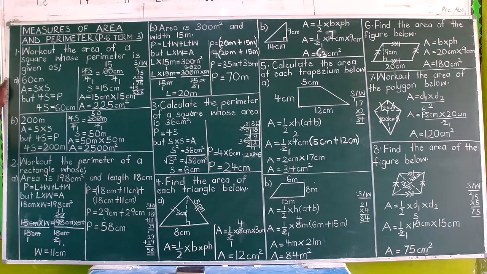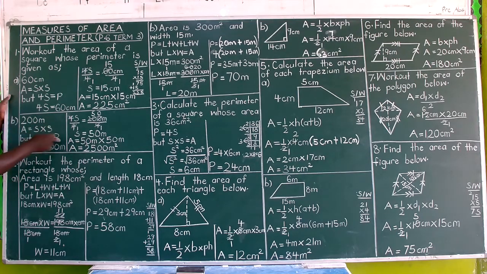So then we go to part B. Part B reads in the same way. Work out the area of a square whose perimeter is given as 200 meters. Here you are varied with meters, not only centimeters. So now we do the same, but the area we're asking for is equal to side times side.